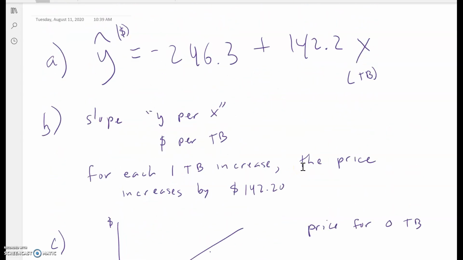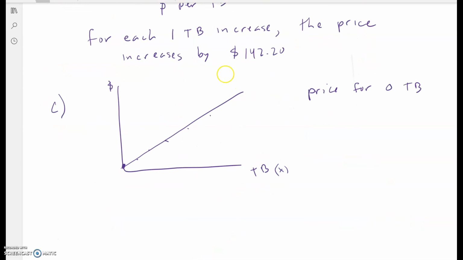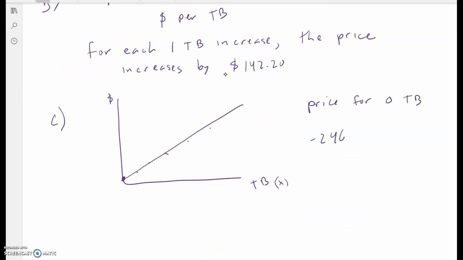And what is that number? It's negative 246.3. Okay, and that would be dollars. So no, that doesn't make any sense. First of all, a 0 terabyte hard drive would be a non-existent hard drive. And you can't have a negative price. It's like they're paying you to take the hard drive. So in this case, it does not make sense. And often intercepts don't make sense because 0 for something often doesn't make sense.